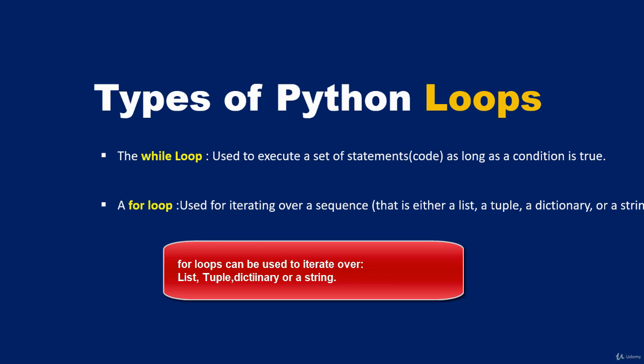So the for loop, if you want to iterate and say print out certain elements or all the elements in a list, you can use a for loop to iterate over that sequence.